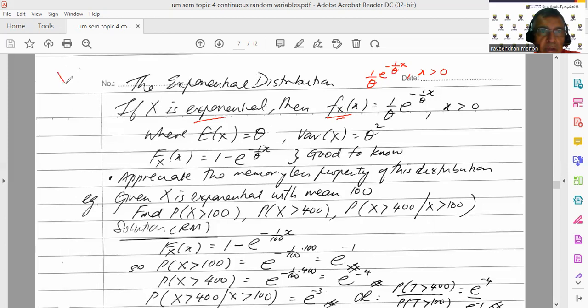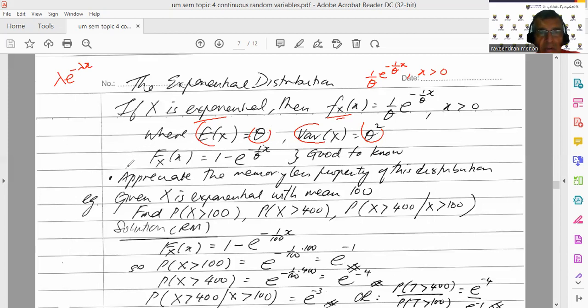In some books, you will find it written as lambda e to the power minus lambda x. So just be a bit aware of which version you're using. The expected value of x is theta, and the variance of x is theta squared. So, a very important distribution, this exponential distribution. 1 over theta e to the power minus 1 over theta x, that's the PDF. The mean of x is theta, and the variance is just theta squared.